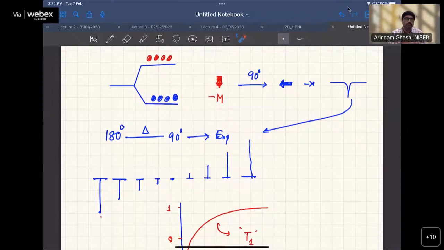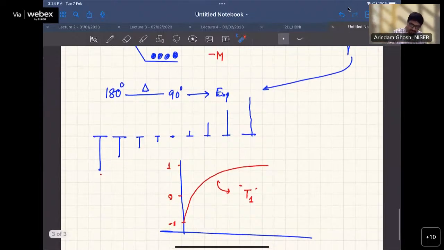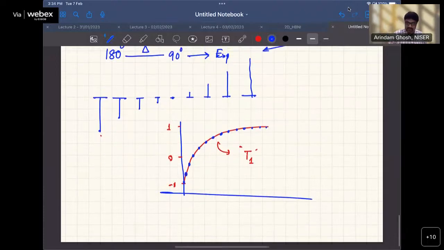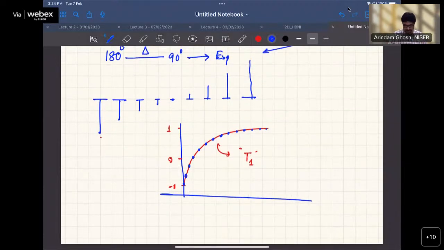You go starting from 1 millisecond delta all the way to 5 seconds delta, and you get nice points. So these points which are coming over here, this point and this point and this point, will be sitting just on top of the curve. And after some time, they'll just simply flatten out, correct? And exponentially, they'll be reaching this particular value. So this is called inversion recovery. This is how T1 is measured.